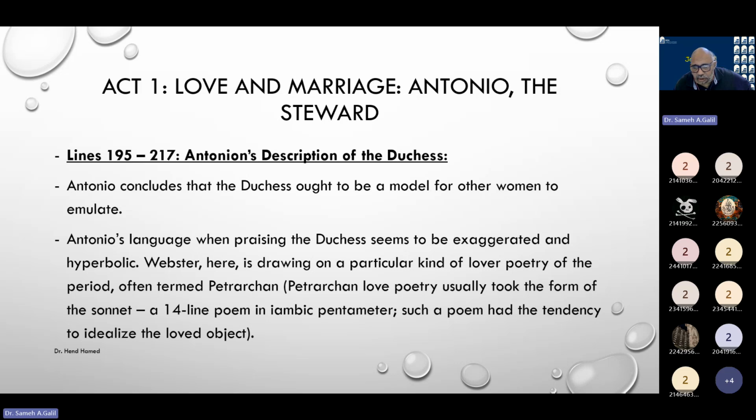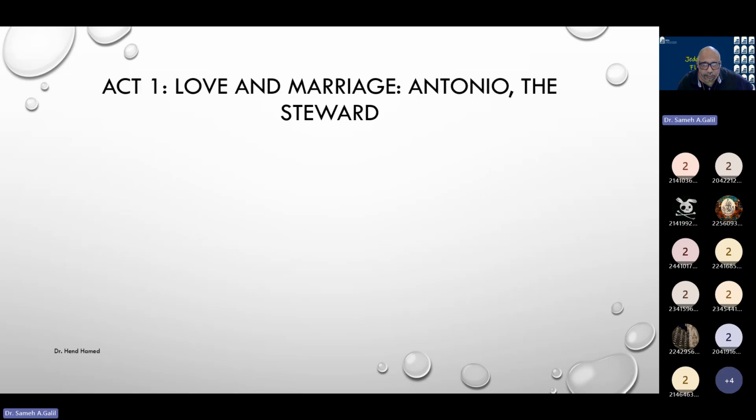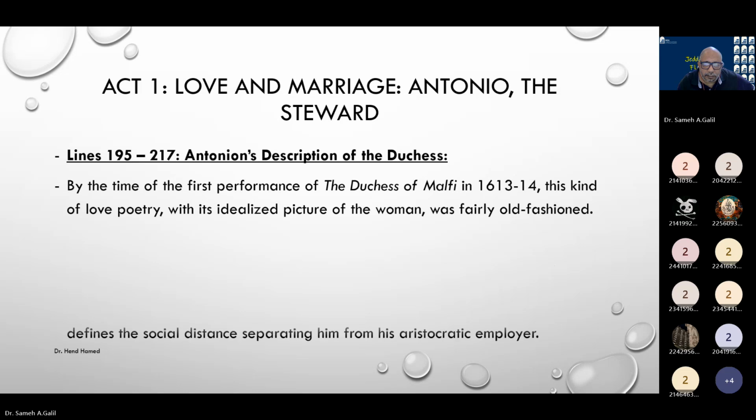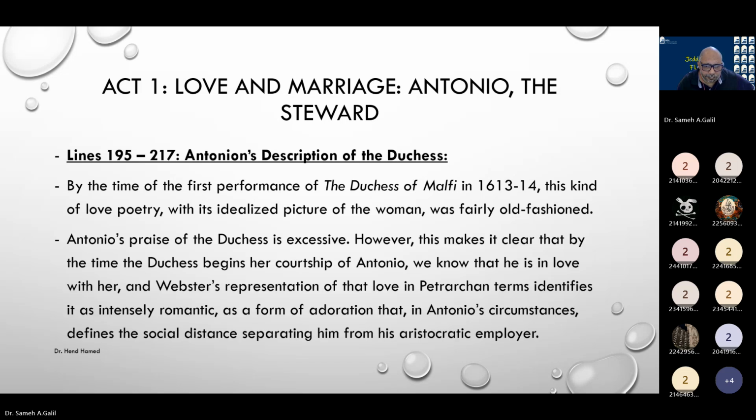Again, in praising the Duchess, he seems to be exaggerating and hyperbolic. Again, this was typical during the time. We had this kind of love poetry that was full of exaggeration, where the poet has this tendency to idealize the love lady or object. So again, Antonio's praise of the Duchess is excessive. However, this makes it clear that by the time the Duchess begins her courtship of Antonio, we know that he is in love with her.